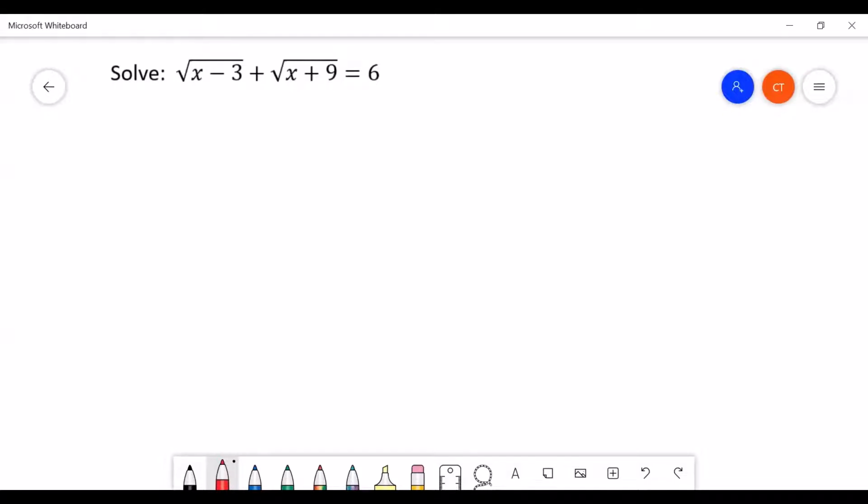Hi, in this video we will solve an equation involving two square roots. We want to solve the square root of x minus 3 plus the square root of x plus 9 equals 6. The first step is to get one of the square roots by itself on one side of the equation. So to get rid of this plus square root of x plus 9, let's subtract it from both sides of the equal sign.